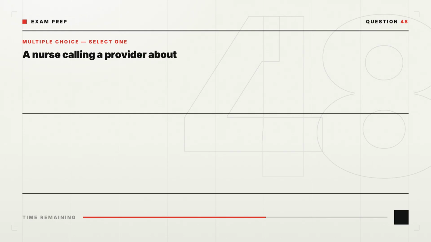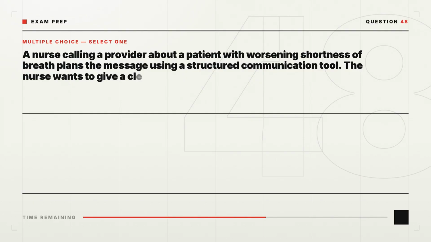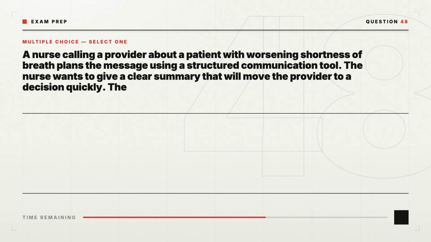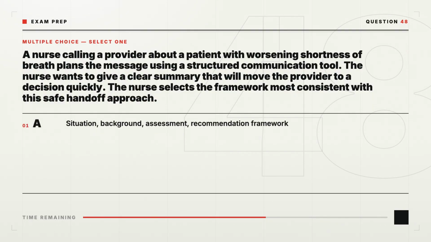Question 48. A nurse calling a provider about a patient with worsening shortness of breath plans the message using a structured communication tool. The nurse wants to give a clear summary that will move the provider to a decision quickly. The nurse selects the framework most consistent with this safe handoff approach. Your options are A. Situation, background, assessment, recommendation framework.